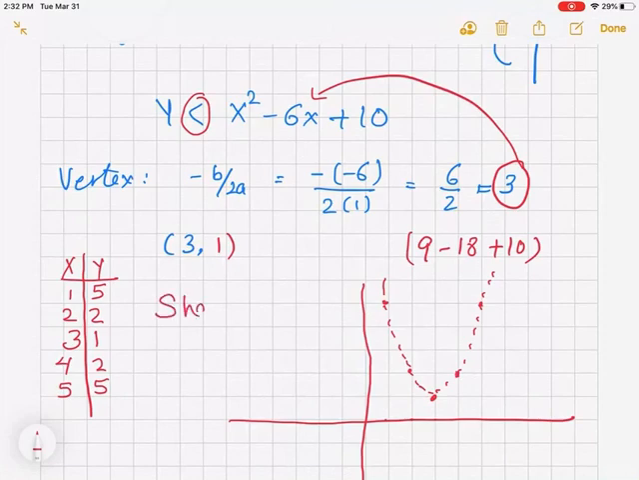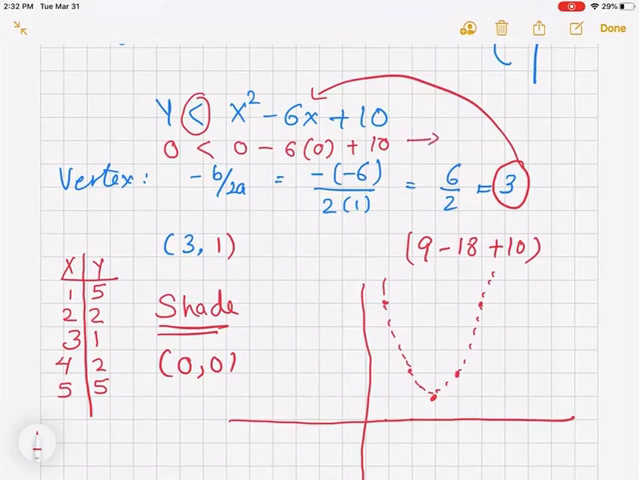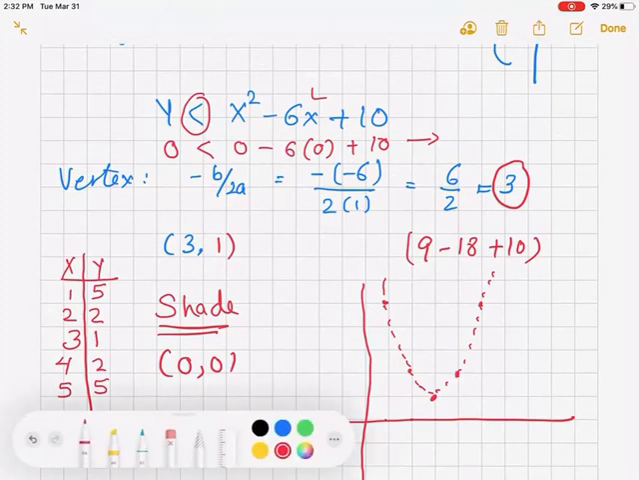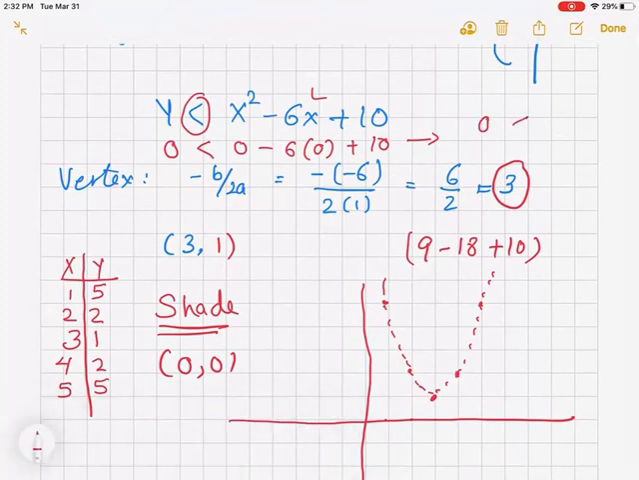How do we shade? Again, I need to take a testing point. The easiest one is 0 and 0. If I plug 0, 0 back into my original, 0 for y, 0 for x, let's see what happens. If I simplify, this would become 0 is less than 10. Is that true? Yes, it is true.